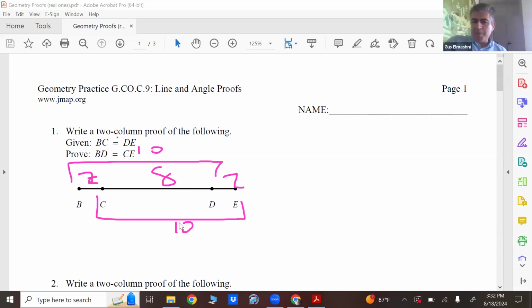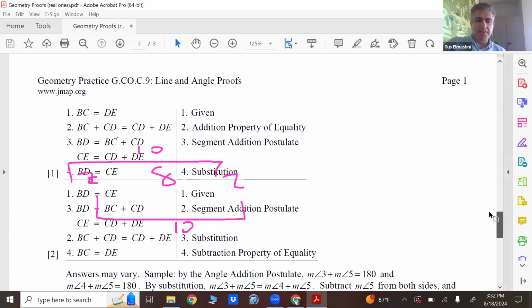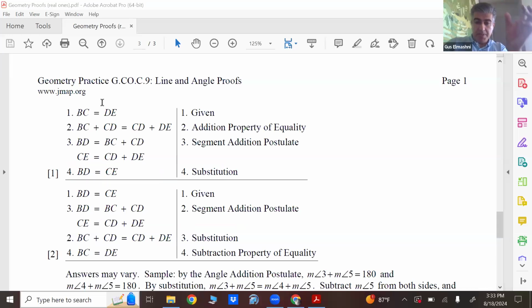So we know that seems obvious, but there's a formality that comes with it. And here's how the formality looks. The left column is going to be the statements. The right column is going to be the reasons. So BC equals DE, you're given that, so you say given. And then if you add CD to each of the sides, you're adding the same thing to each side. We call it the addition property of equality. And then clearly BD equals the combination of BC and CD.